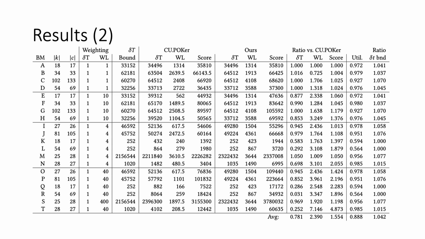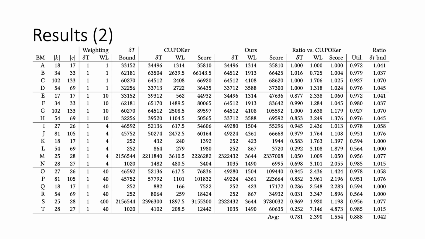So let me show the results here. A lot of numbers on this table, but the important ones to look at are on the lower right-hand side. Delta t relative to CU Poker is 0.781. So we were consistently finding faster, lower delay implementations. The wire length, however, is substantially higher, about 2.39, so a substantially higher wire length cost. And the scoring, we're about 1.5 relative to CU Poker. Again, it comes down to how we weight the objective functions and balance things out.